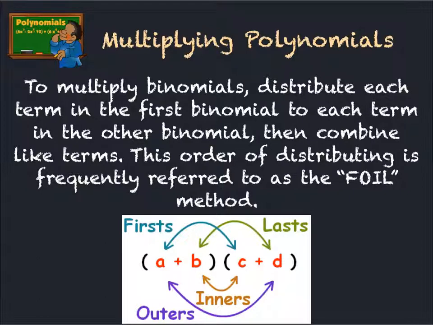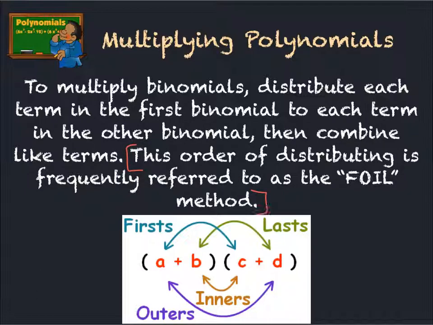All right, so to multiply binomials with other binomials or multiply binomials with polynomials, you distribute each term in the first binomial to each term in the other polynomial, and then combine like terms. And so make sure you write that down.